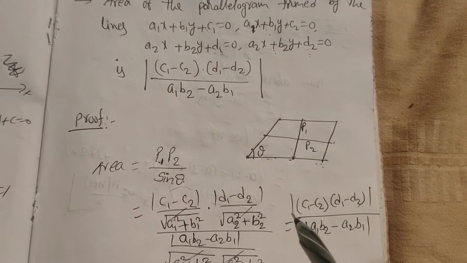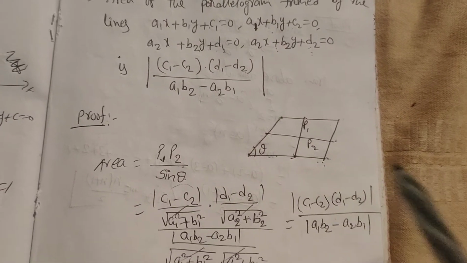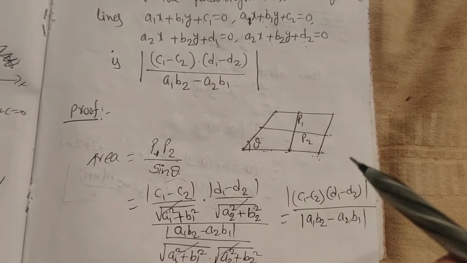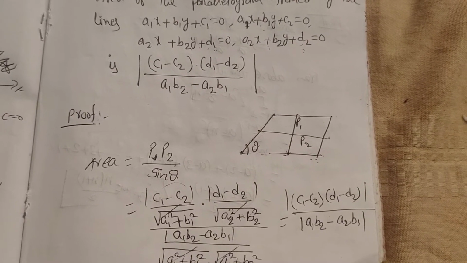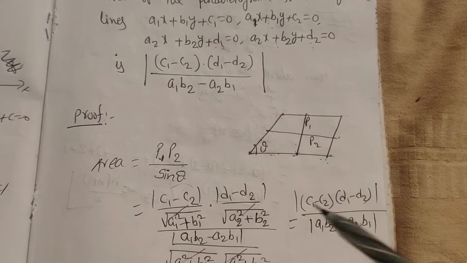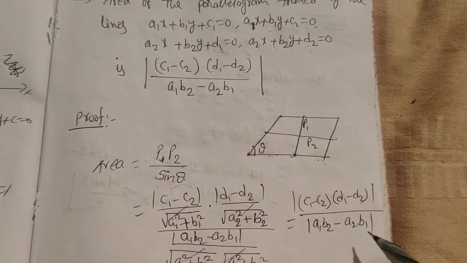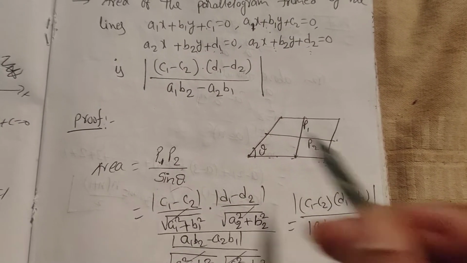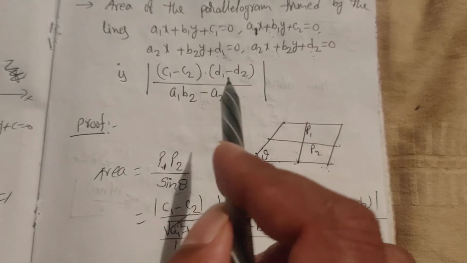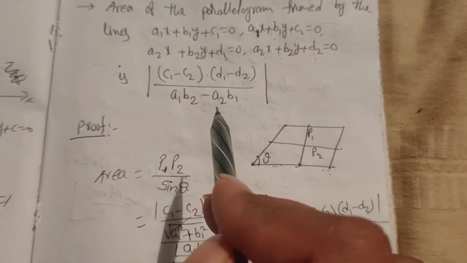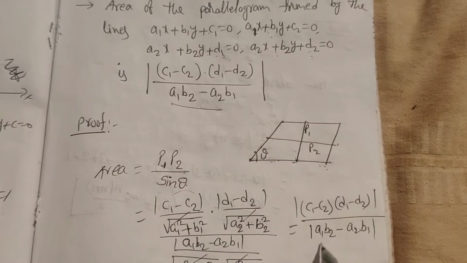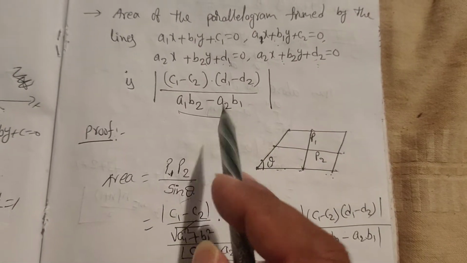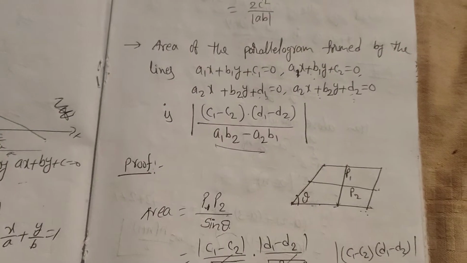In other words, we can also write only a single modulus. Modulus of k1 by k2 is nothing but modulus of k1 by modulus of k2. So you can write this as modulus of c1 minus c2 into d1 minus d2 by a1 b2 minus a2 b1. Directly this one also we can write, or you can stop here, or you can expand to this form. So this is one of the important theorems.